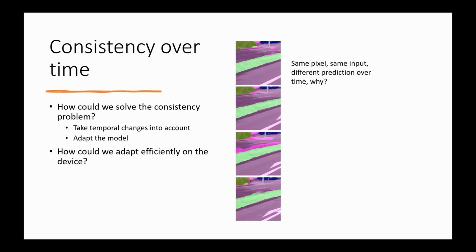But then the question is, how could we adapt efficiently on the device? Obviously, when I start adapting, it means some training would be involved. It means I have to do backpropagation on the device. It's like I take my cell phone out and try to train a neural network on my cell phone. Obviously, that does not work. So what could we do?